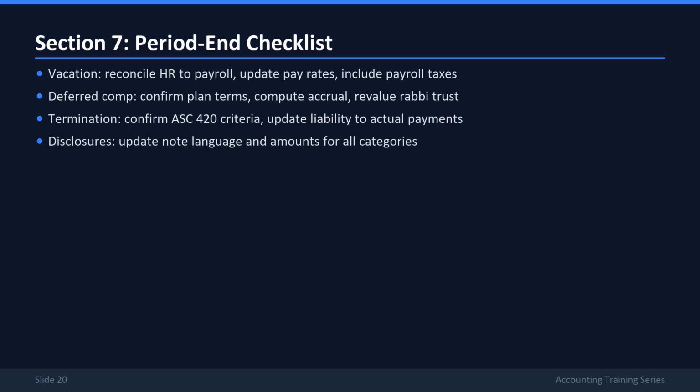The period-end compliance checklist from Section 7 covers all 4 areas. For vacation, reconcile balances, update pay rates, and confirm payroll taxes are included. For deferred compensation, confirm plan terms have not changed, compute the current period accrual, and update the fair value of rabbi trust investments. For termination benefits, confirm all ASC 420 criteria are documented before booking and update the liability to reflect actual payments made. And for all categories, update the note disclosures to reflect current amounts and any changes from the prior period.